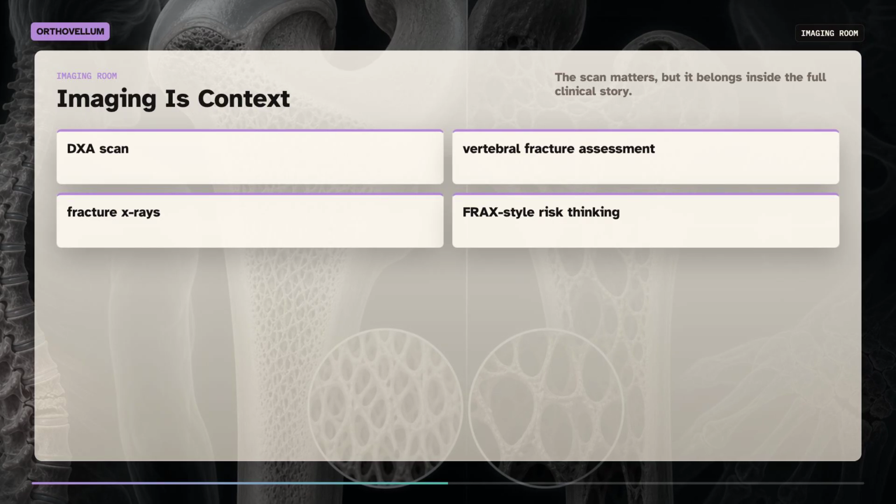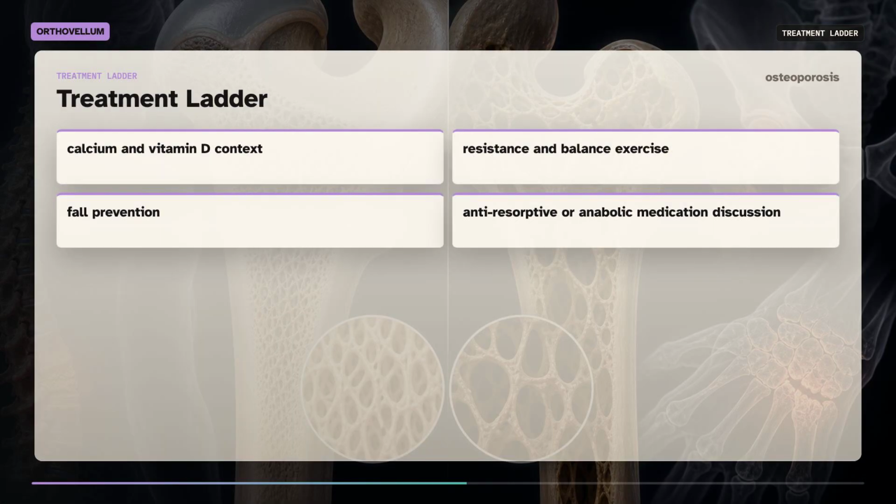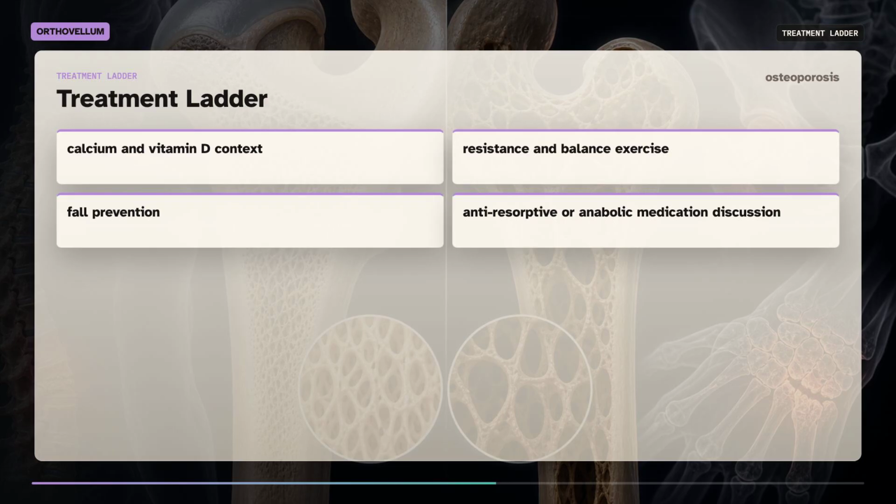A useful image question is: did this picture reveal the diagnosis, confirm the severity, exclude danger, or help plan treatment? Treatment is a ladder, not a reflex. For osteoporosis, the practical ladder is calcium and vitamin D context, resistance and balance exercise, fall prevention, and antiresorptive or anabolic medication discussion. The first steps usually try to calm the painful system and rebuild capacity.